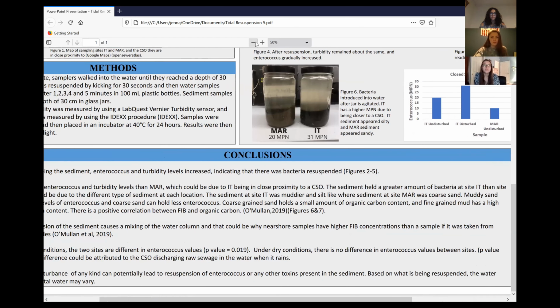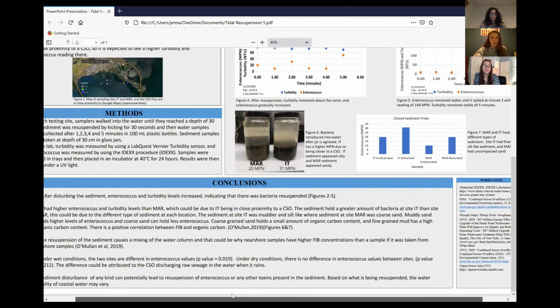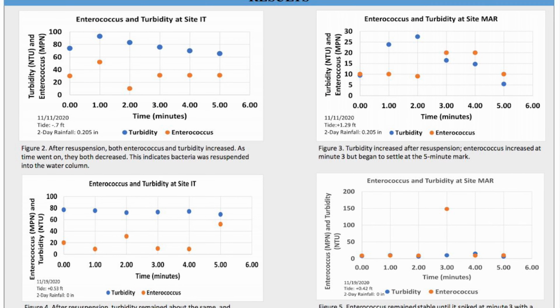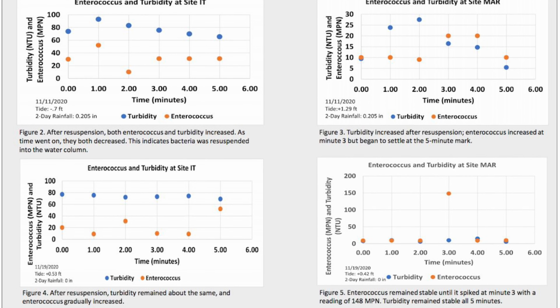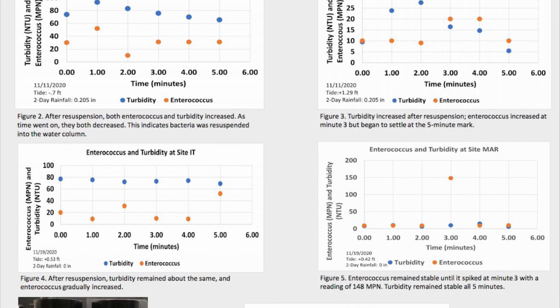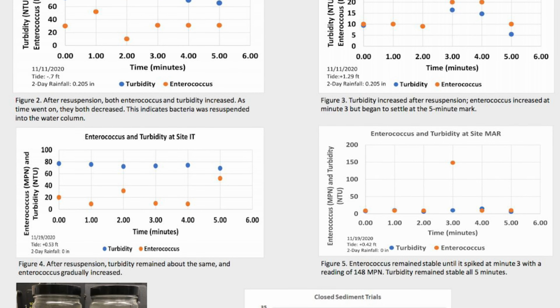After disturbing the sediment, Enterococcus and turbidity levels increase, which indicated that there was bacteria resuspended, which can be seen in Figures 2 through 5. IT had higher Enterococcus and turbidity levels than MAR, which could be due to IT being in close proximity to a CSO. The sediment held a greater amount of bacteria at Site IT than Site MAR.